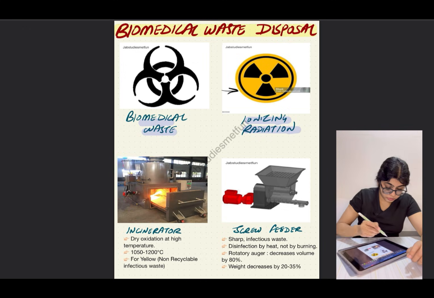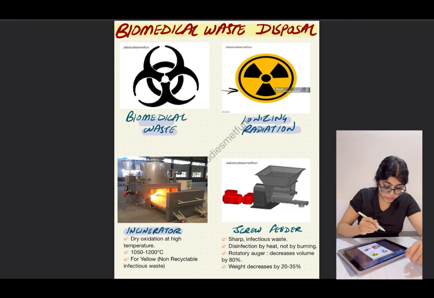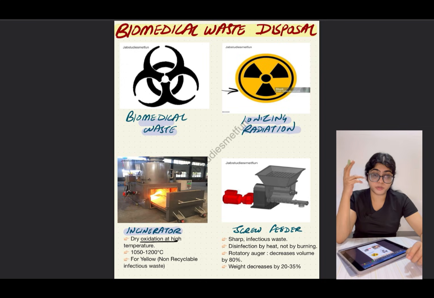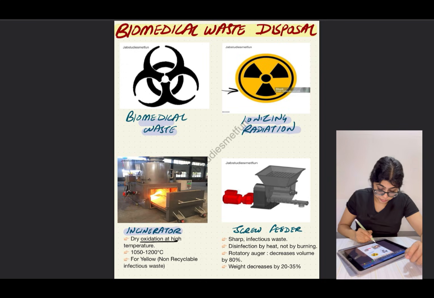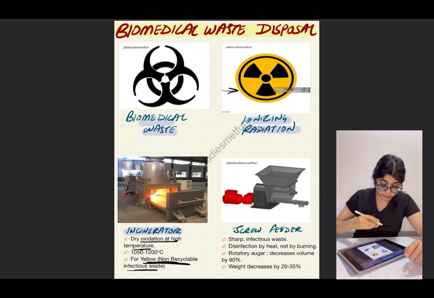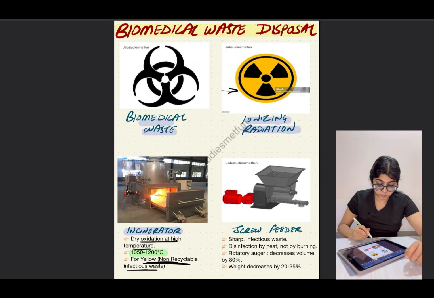The first image down here is the incinerator. So what is an incinerator? It is a dry oxidation. It produces dry oxidation at high temperature, and it is used for yellow, that is non-recyclable infectious waste. So yellow colored bag waste will always go to the incinerator. And the most important thing is, what is the temperature at which the incinerator does the dry oxidation? It is 1050 to 1200 degrees Celsius.